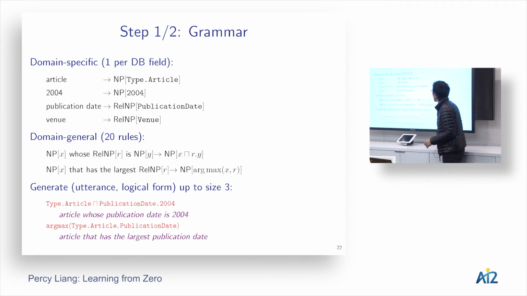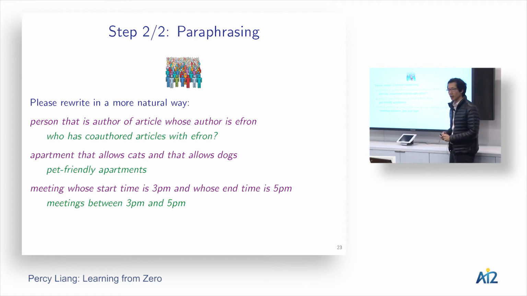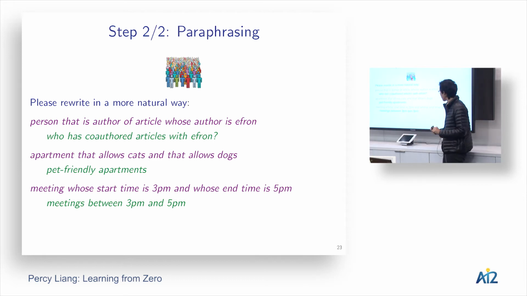Okay, so we're going to now take these and go ask people, can you please rewrite this in a way that a normal human being would? And they would do something like this. Okay, so now we have examples of utterances with their logical forms. Now we have our data set, we can train.